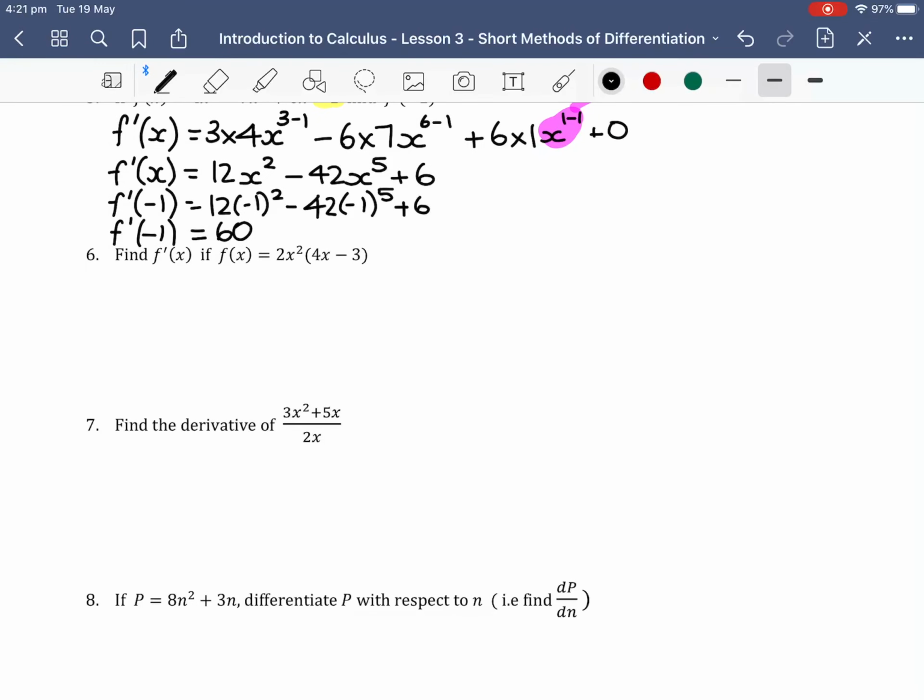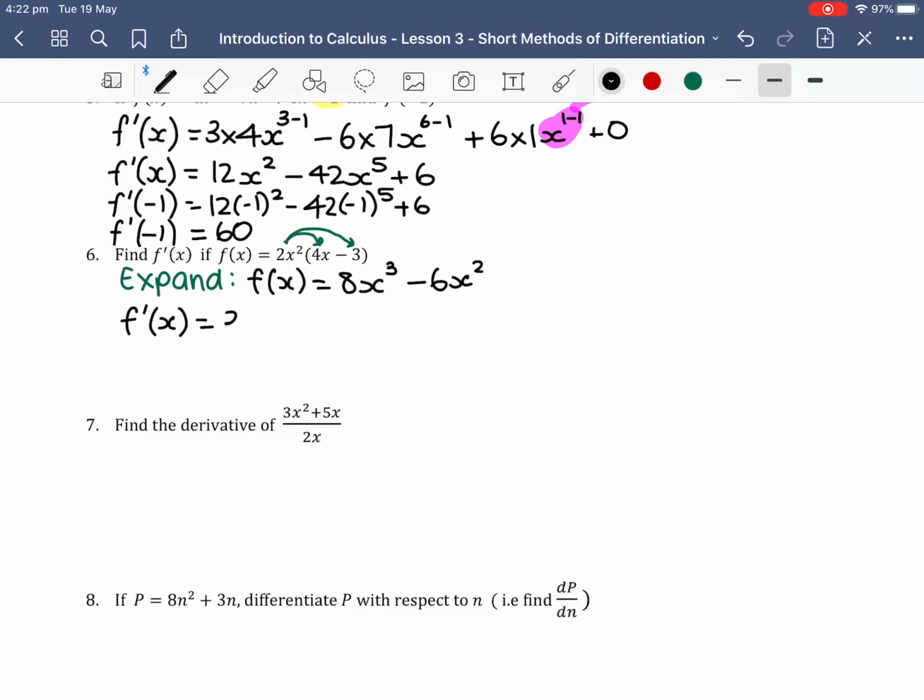Example 6, we have find f dash x if f(x) equals 2x squared bracket 4x minus 3. So first we need to expand our brackets. So we want to expand our function. So we'll have f(x) equals 2 times 4 is 8. So this is where we're timesing our 2x squared into both items in our bracket. So it is 2 times 4 is 8, and we have 3 x's, so x cubed, minus 2 times 3 is 6x squared. So now we can differentiate.